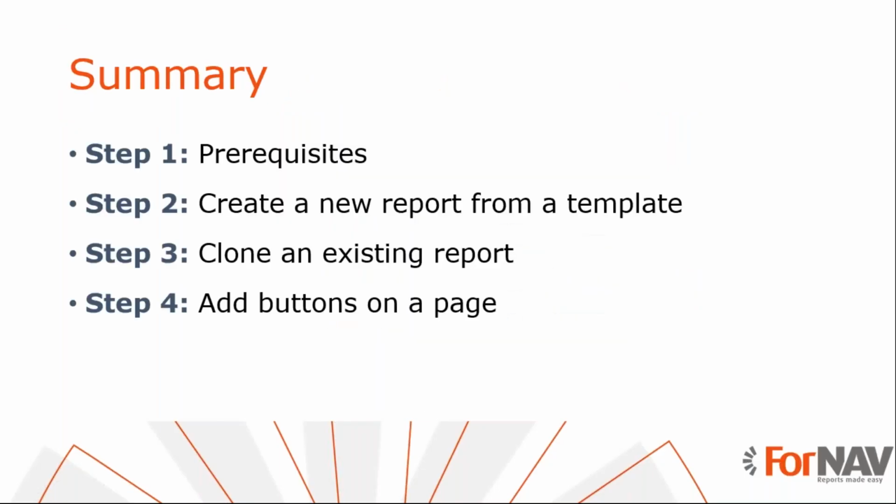So let's recap what we just did. We created a new item list from a template. We gave it a name, a number, and added some fields to it. Then we saved it as an extension straight into Business Central. Next, we cloned and changed an existing report and saved it as a new report in Business Central. Finally, we added a button on the page to call the new report.